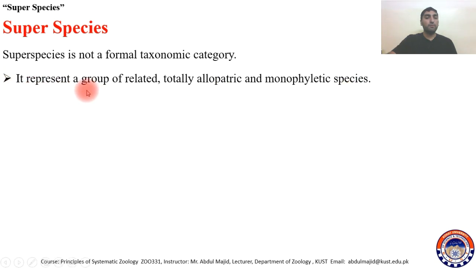Now, three characteristics you should keep in mind. Superspecies represent, number one, a group of related species, meaning those individuals which are related to the same group. The second point is that they are totally allopatric, meaning they are completely geographically isolated. They have no access to each other.